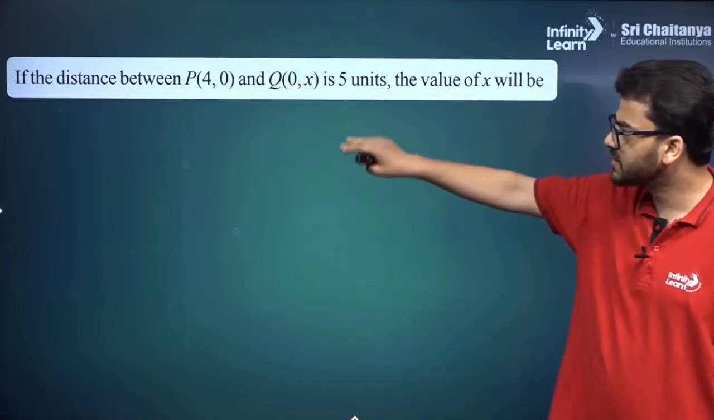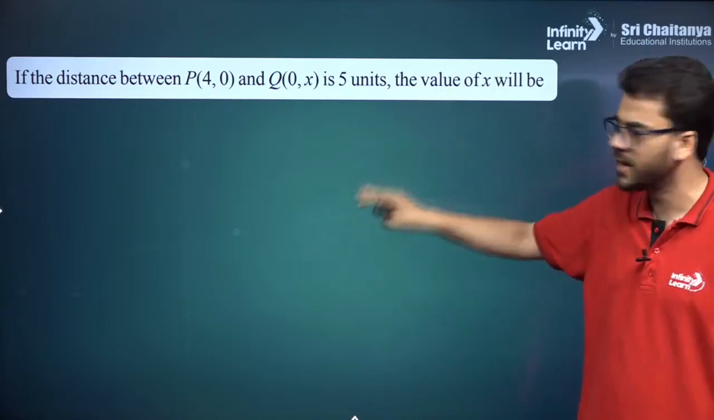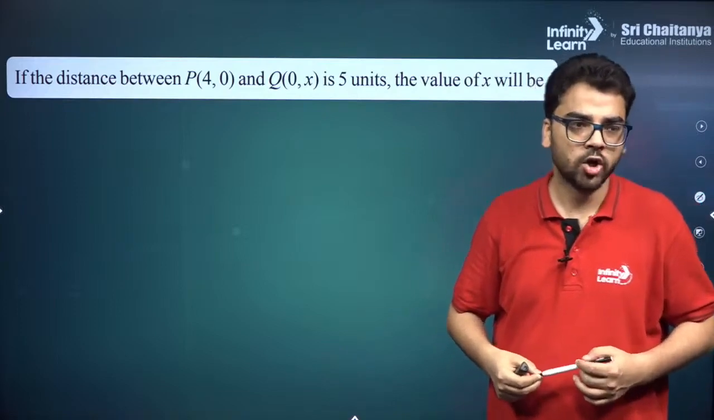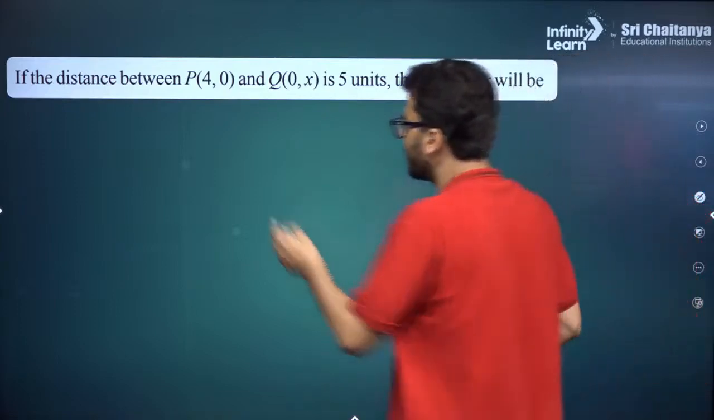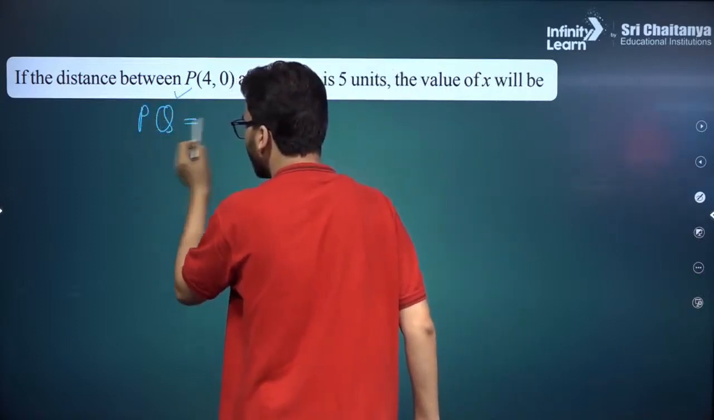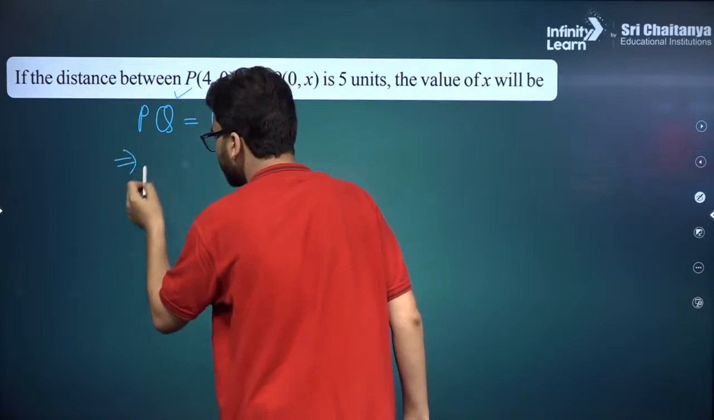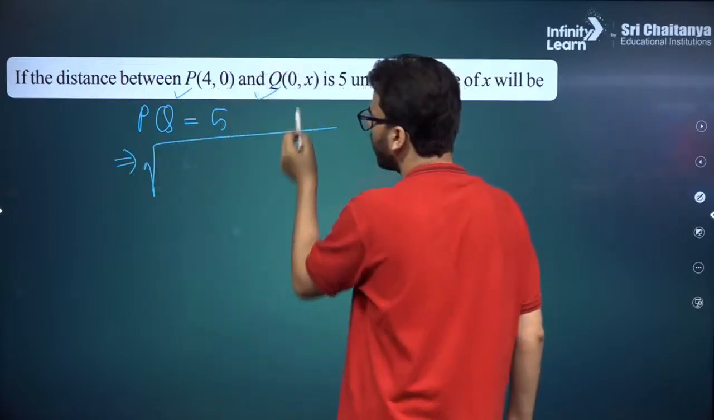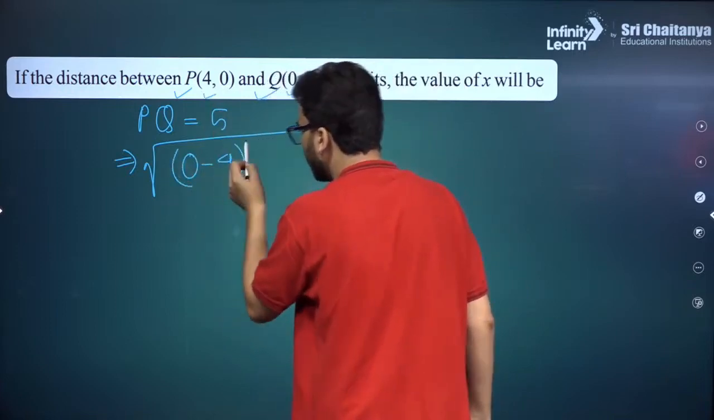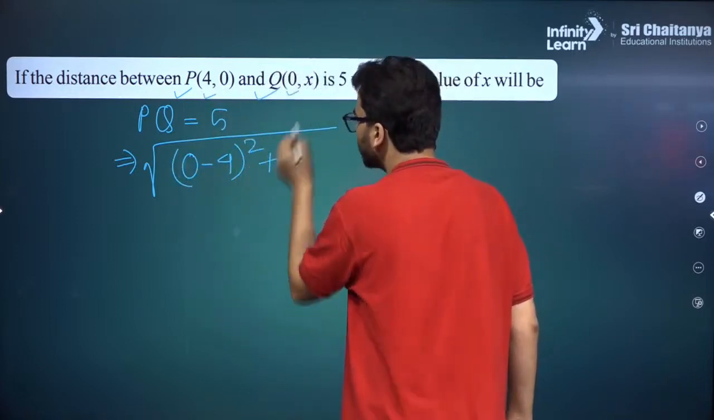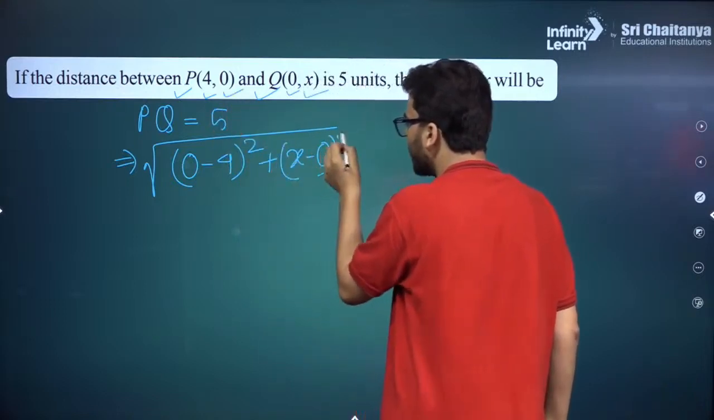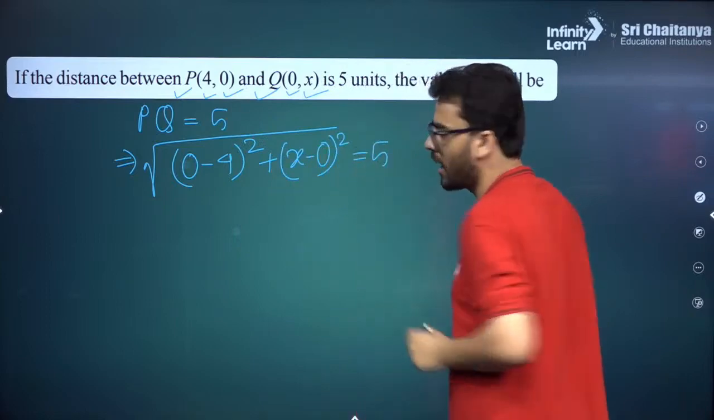Can you do this question? If the distance between these 2 points is 5 units, you have to find the value of x over here. So the distance between these 2 points is 5. It means it is given that PQ is 5 units. So I can write over here PQ is equal to 5 units. Now can I use the distance formula? PQ will be square root of x2 minus x1 the whole square, that is 0 minus 4 the whole square, plus y2 minus y1 the whole square, right? So that is x minus 0 the whole square, and it is coming out to be equal to 5 over here. I hope it is clear.